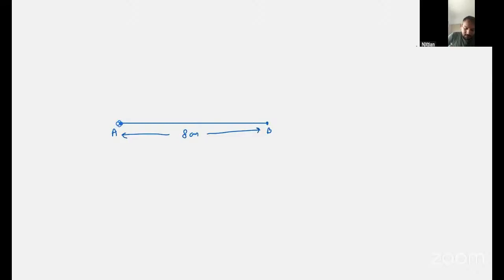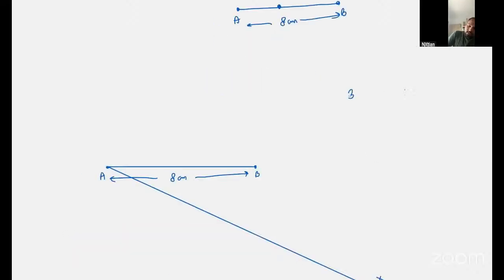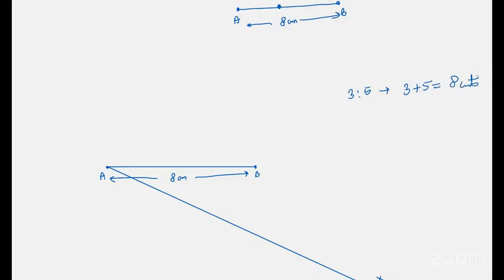Now I told you to make any acute angle, ray AX. This is the first step, no? And then how many ratios are there? It is 3 is to 5 ratio. So 3 is to 5 ratio means how many cuts you have to make? 3 plus 5, which will become 8 cuts. Remember now? Yes, sir.